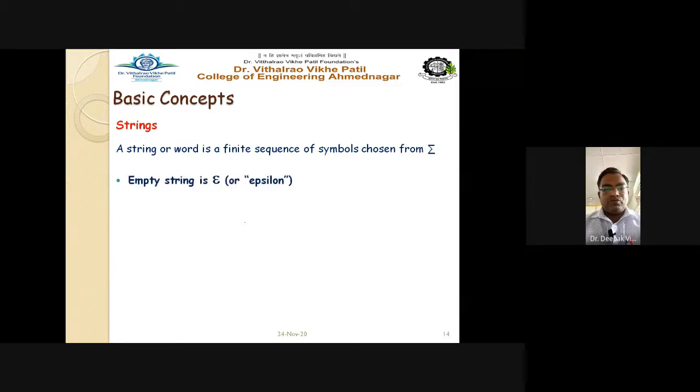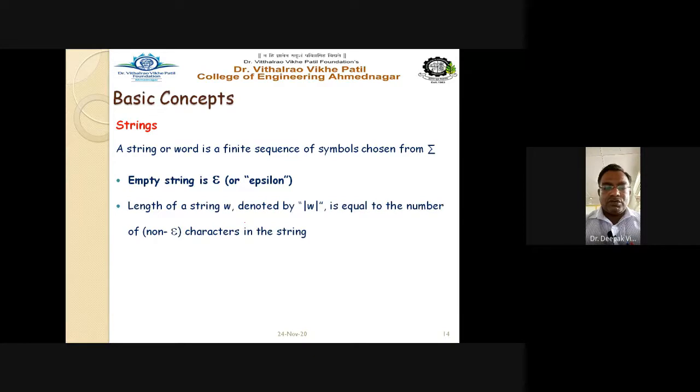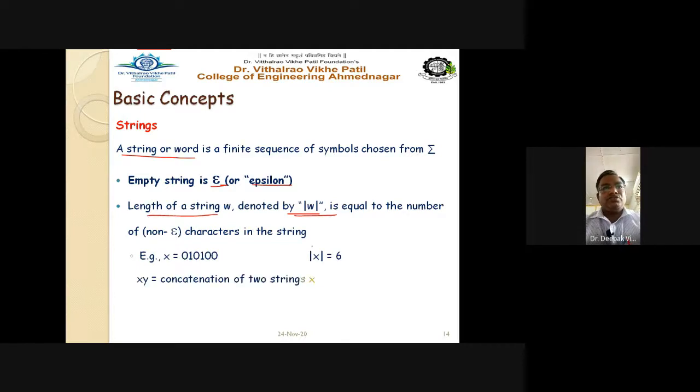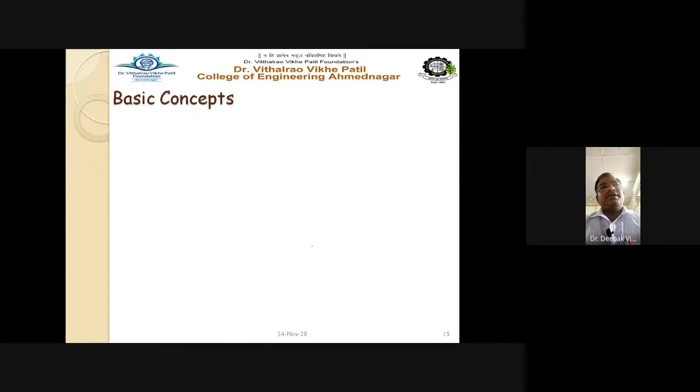If we combine two or three alphabets, or two or three characters, you are going to form a word, also called a string or a word, right? And if it is an empty string, then it is referred to by epsilon. The length of the string w is denoted by this sign. Suppose there are 6 characters in a string, x is equal to 0 1 0 1 0 0, then length of x is equal to 6, right?